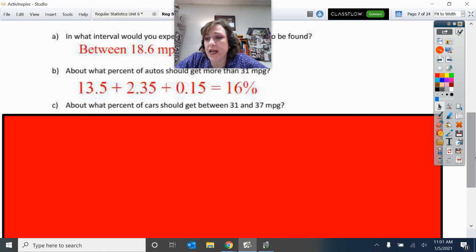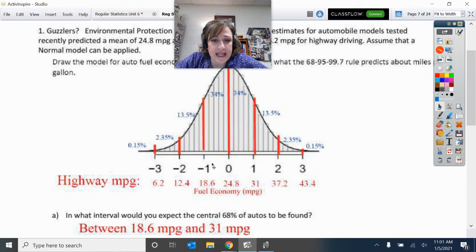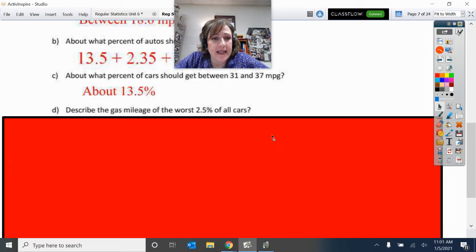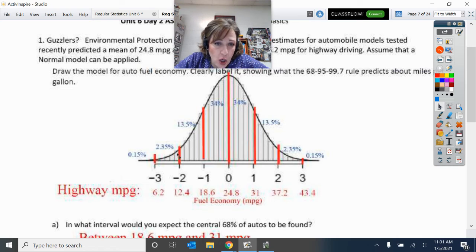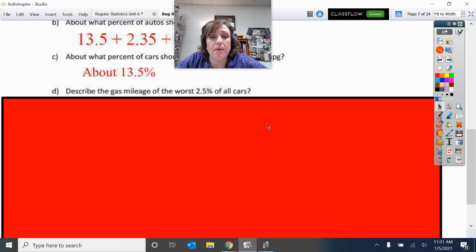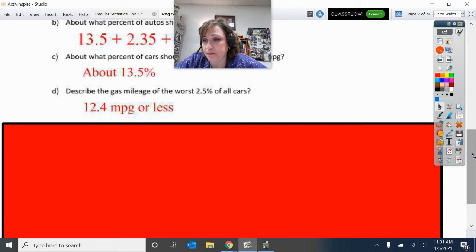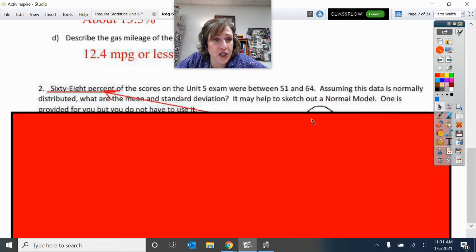Well, here between 31 and 37 is that middle. I think it says 37.2 on yours. So between 31 and 37.2, that's just this little section of 13 and a half. And the worst 2.5%. Well, that's this part that is below, because 2.35 plus 0.15 is 2.5%. The part below two standard deviations down. So that's 12.4 miles per gallon or less.